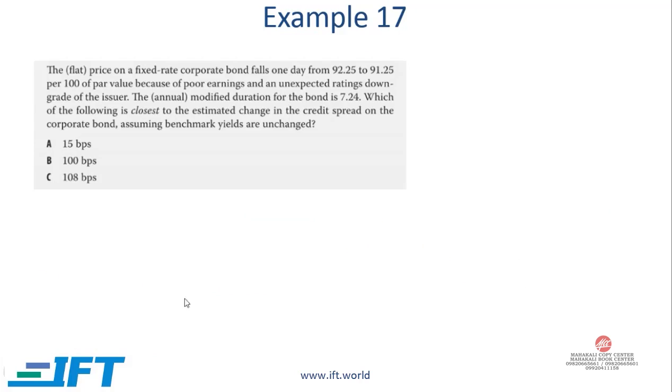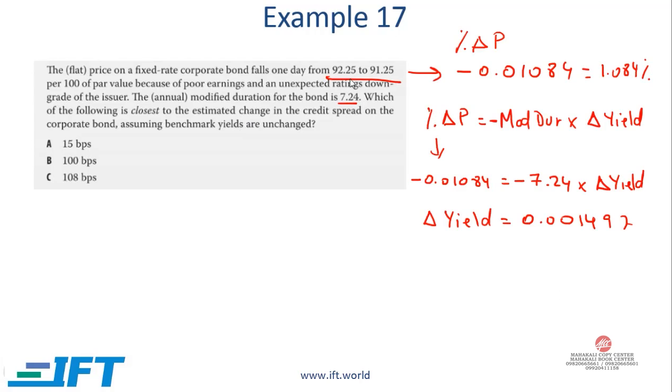And I want you to do this first. Here is what you need to do. Recognize that the bond price changes from 92.25 to 91.25, and this is because of a downgrade which has to do with credit risk. The percentage change is minus 0.01084. That's expressed as a decimal. In percentage terms, it would be 1.084%.